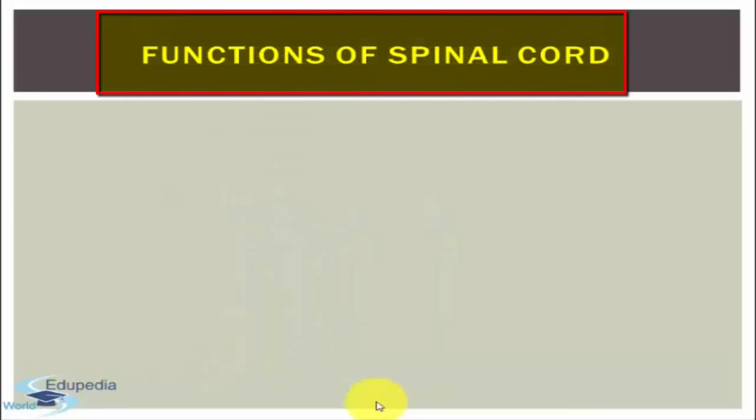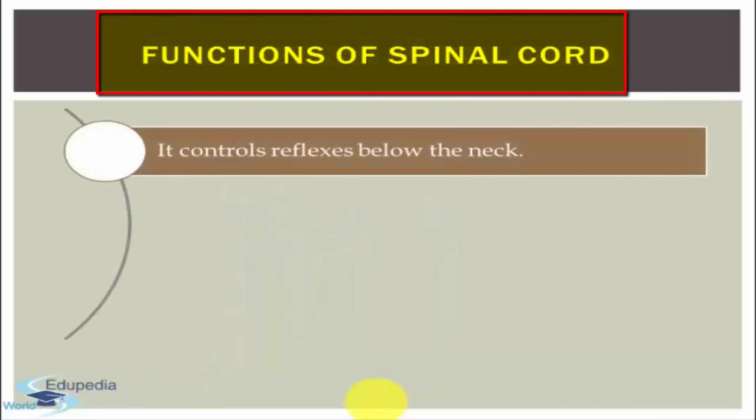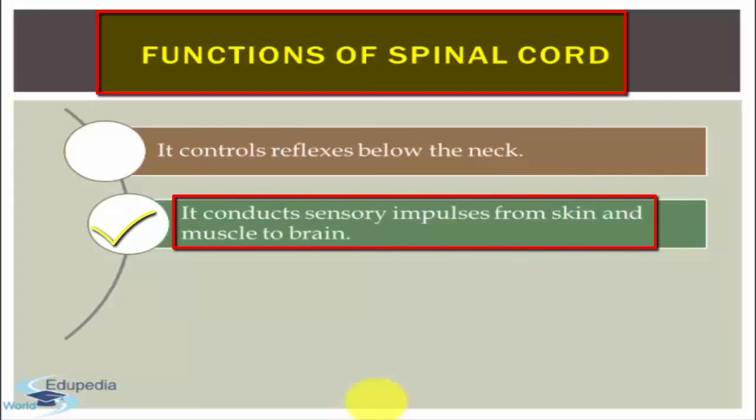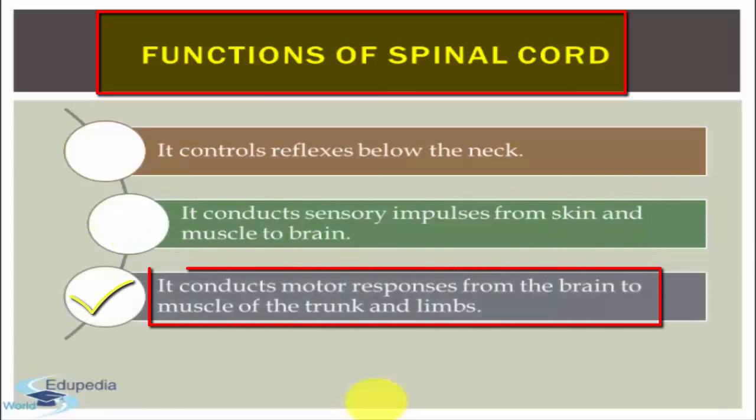The functions of the spinal cord are as follows. It controls reflexes below the neck. The second function is that it conducts sensory impulses from skin and muscles to the brain. And the third function is that it conducts motor responses from the brain to the muscles of the trunk and limbs. Thus, the spinal cord acts as a link between the brain and spinal nerves and so participates in conscious actions.